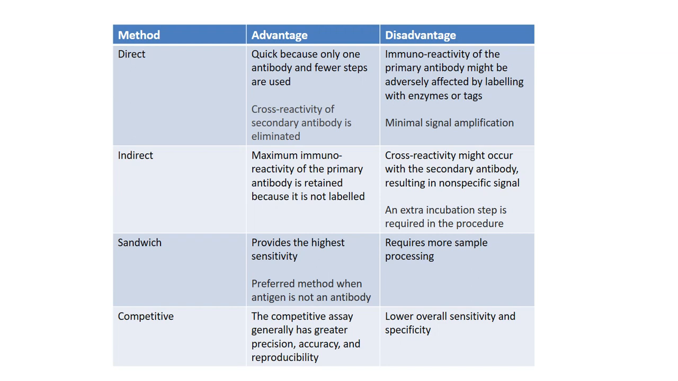So the advantage of a sandwich ELISA is it provides the highest sensitivity, because on the one hand you have the capture antibody binding the antigen, and you also have a detection antibody binding to the antigen. It's a preferred method when the antigen is not an antibody. Okay, so it's the preferred method if you're not looking to detect antibody present in blood. The other thing is, the disadvantage is it requires more sample processing.